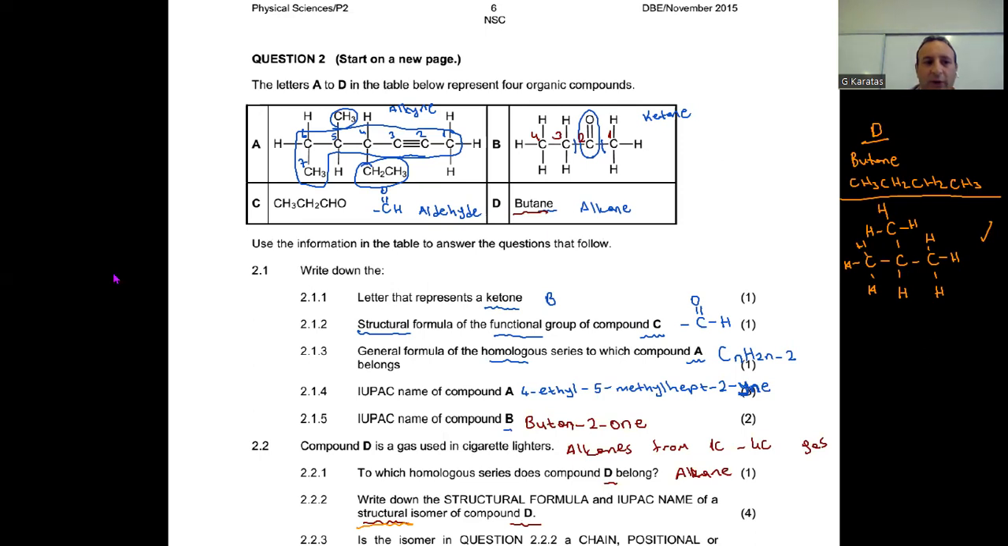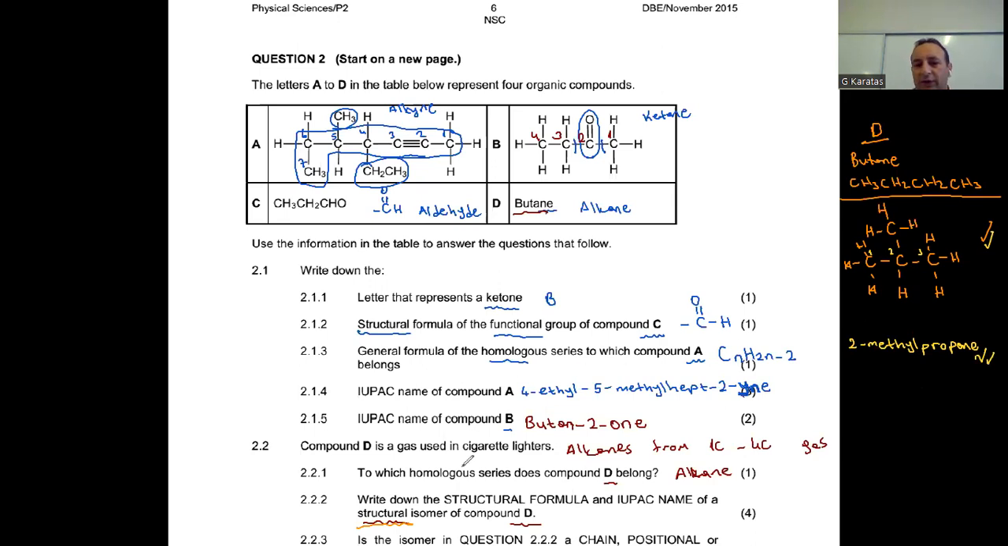for this compound. Here we have 1, 2, 3 carbon atoms. I have a methyl on the second carbon, so I say 2-methyl. And the chain has 3 carbons, propane. So basically, 2 marks go to the structural formula and 2 marks for the IUPAC name.